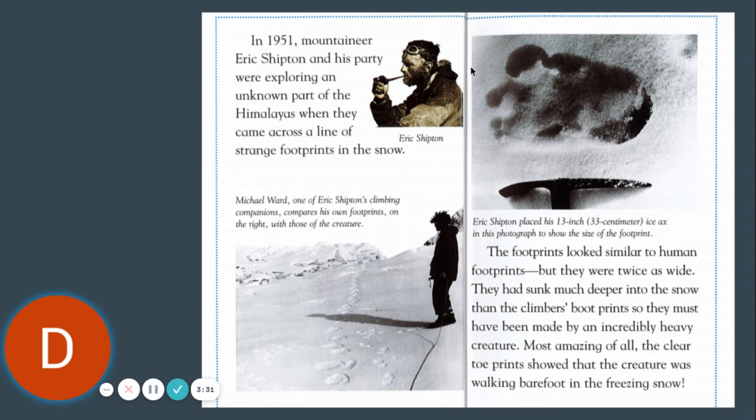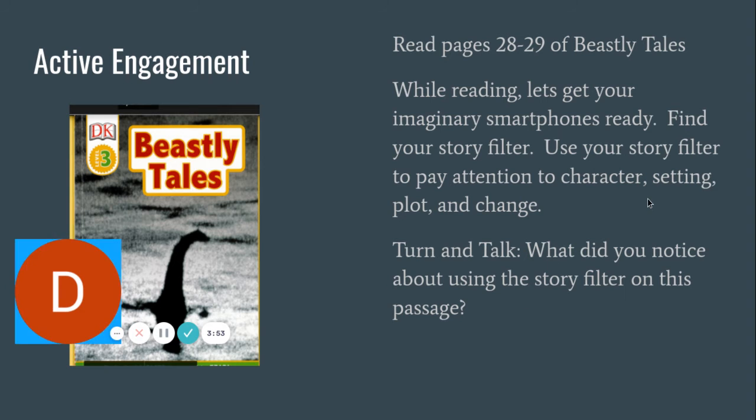And of course, we have a picture of Eric Shipton here. And we have Michael Ward, one of Eric Shipton's climbing companions, comparing his own footprints on the right with those of the creature. And Eric Shipton placed his 13-inch ice axe in this photograph to show the size of the footprints. Now remember, we're using our story filter. So we want to pay attention to the characters, the setting, the plot, and the change.